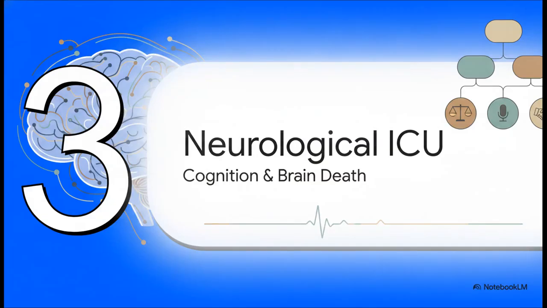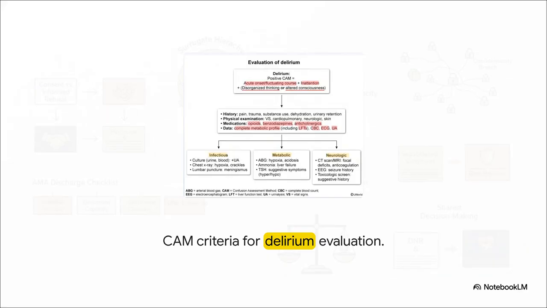Time for our third shift, the neurological ICU, cognition and brain death. Imagine an older patient presents with altered cognition. Your first diagnostic branch is figuring out if it's delirium. You rule this in or out using the confusion assessment method, or the CAM criteria. It's pretty straightforward. The patient must have an acute onset and a fluctuating course of symptoms, plus inattention. Those 2 are mandatory. On top of that, they need to show either disorganized thinking or an altered level of consciousness.